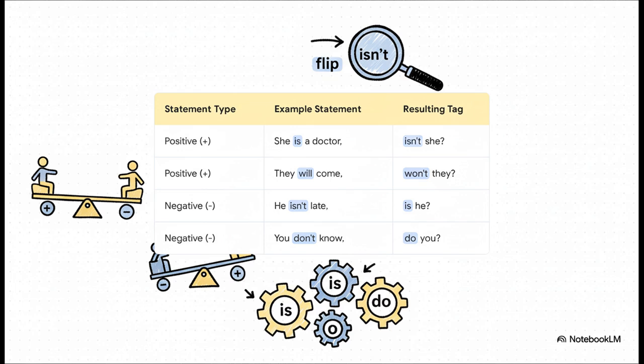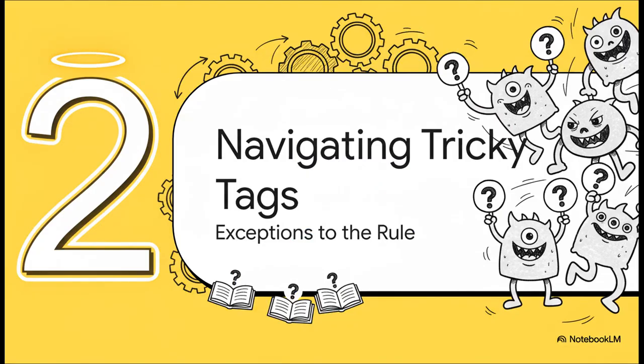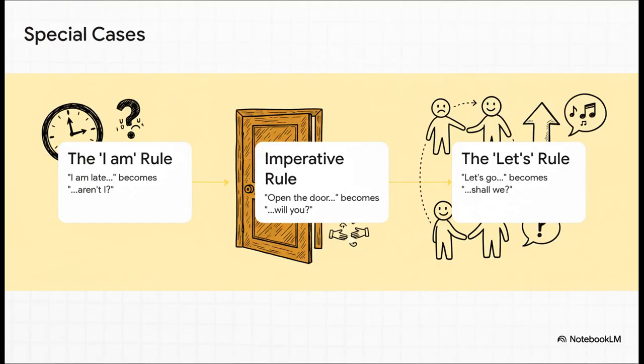The real trick is just finding that helping verb, the is, will, don't, and just flipping it. Easy, right? Okay, that golden rule is going to be your best friend for sure. But English, it just loves to have its little exceptions, doesn't it? So, let's dive into the 3 tricky ones, the ones that always show up on exams to really test who's been paying attention. Let's break these down one by one.